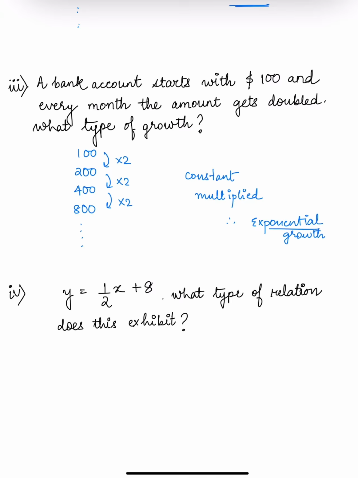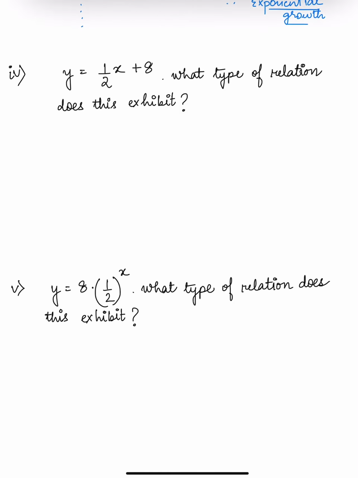Okay. Now the fourth question is y equal to half x plus 8, and what type of relationship does this exhibit? Just looking at it, we can say that it is linear. Why is that? Because it is of the form y equal to ax plus b, and this is a straight line equation. So that is always linear.